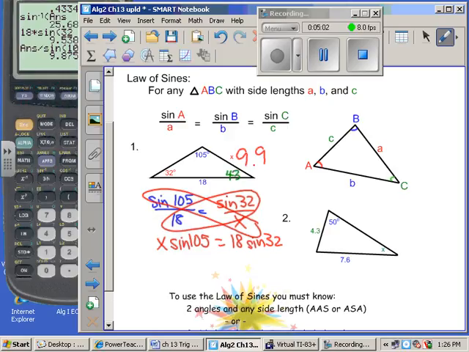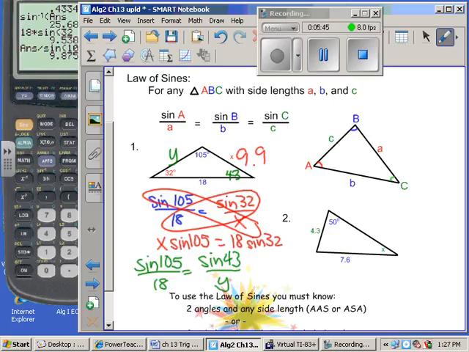Okay? Now, how would I find that side? You can't use Pythagorean theorem because it's not a right triangle. Yeah, exactly. Let's just do the same thing. So I'm going to do sine of 105 over 18 equals sine of 43 over y. Okay, so I do 18 times sine of 43, divide by sine of 105.